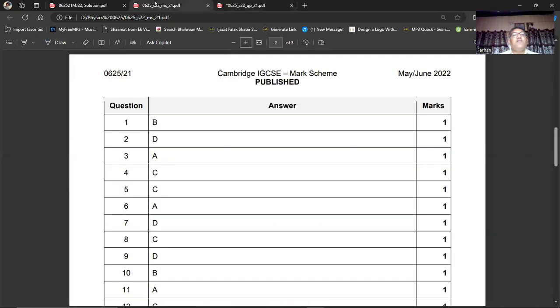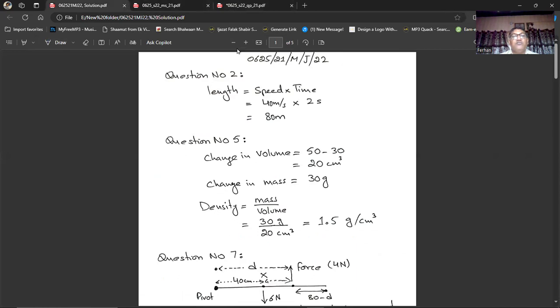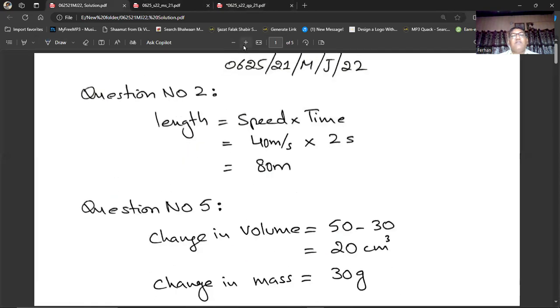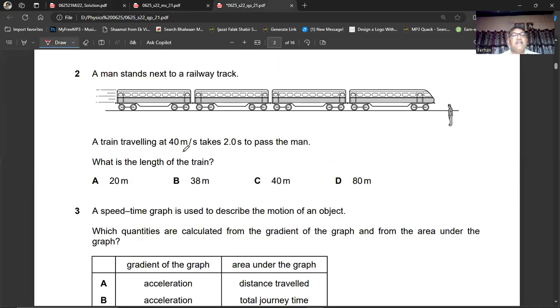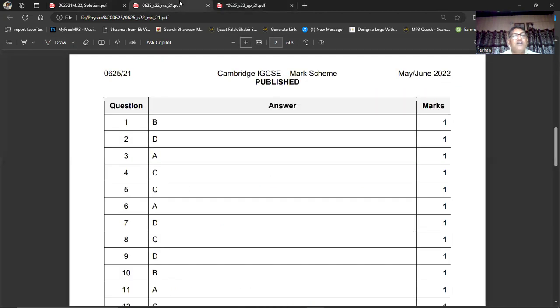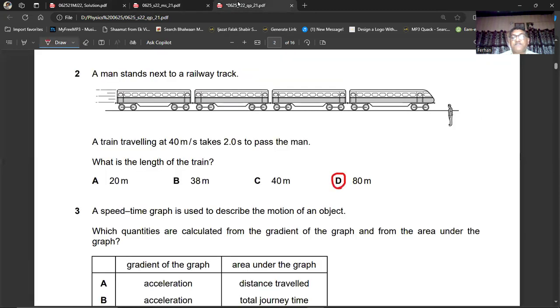We know the speed, we know the time, and we can easily find out the distance moved by the train, and that will be equal to the length of the train. So the length of the train will be equal to speed multiplied by time. That's 40 meters per second multiplied by 2 seconds. That will be 80 meters. That means the length of the train is 80 meters. So I think it's the D choice. Question number 2, D is the right choice, sir.